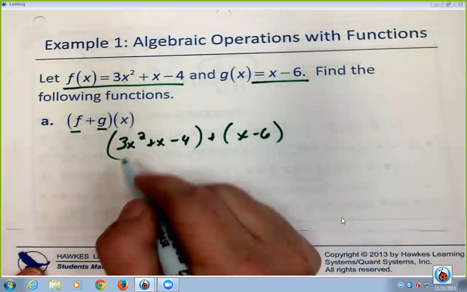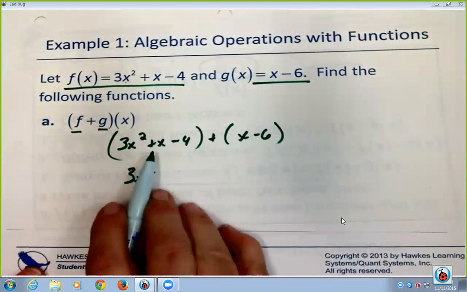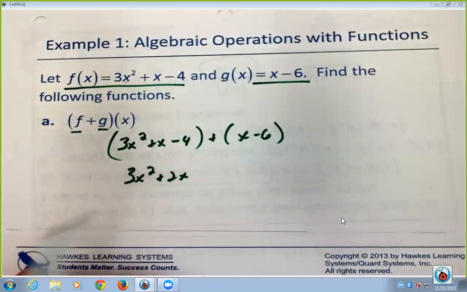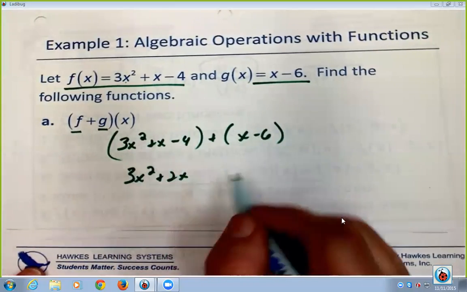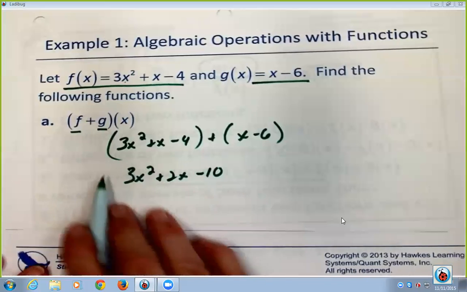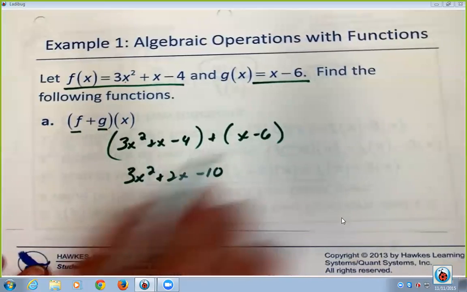Well, there's no other x squared, so I get 3x squared. I have 1x and another x, so that gives me 2x. I have a minus 4 and a minus 6, and that gives me a minus 10. So what I have done is I've taken those two things and added them together to see what they ended up equaling. So again, just basic algebra skills. And the basic algebra skills we have in here is just combining like terms.